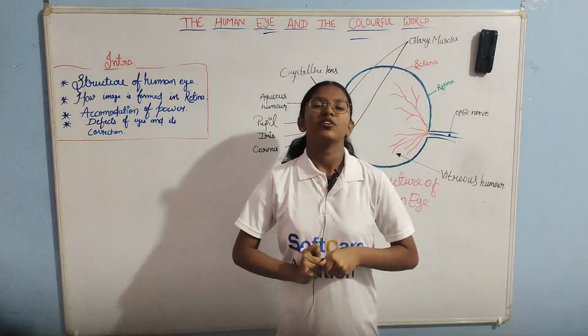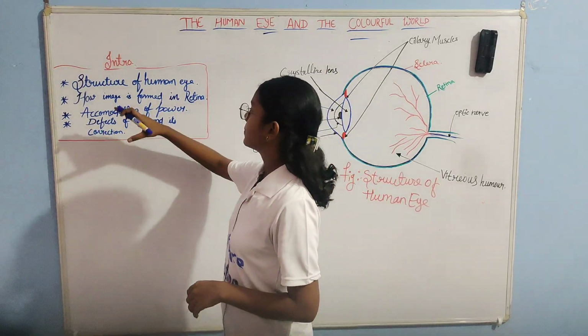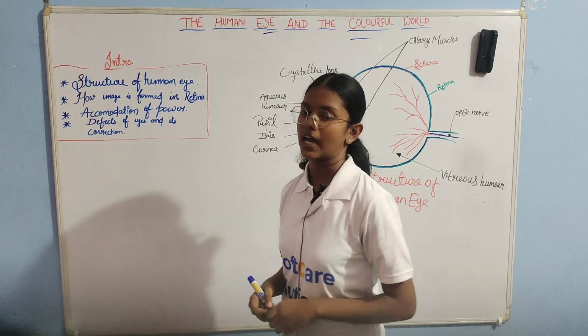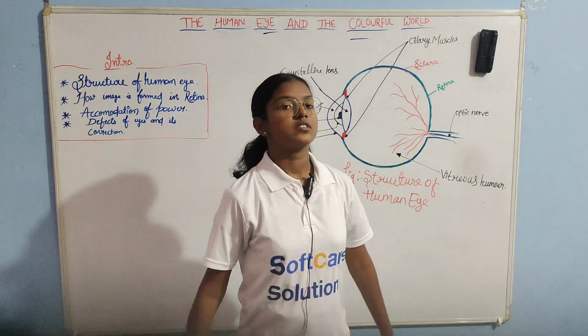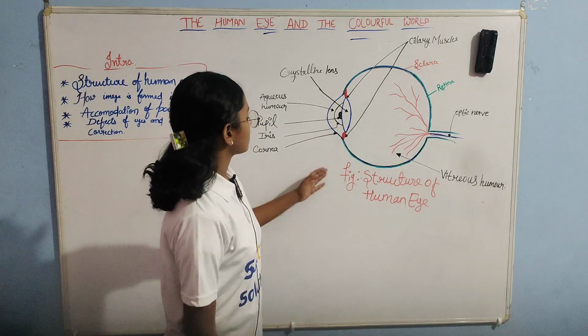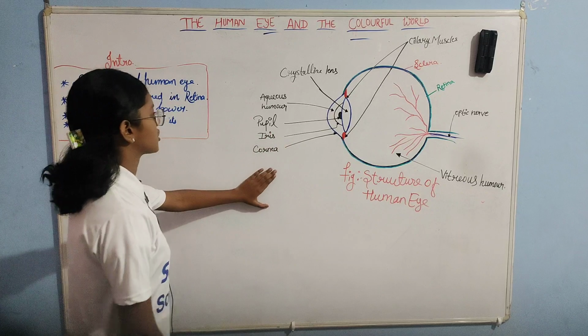Let me give you the introduction to what I am going to cover in the presentation. First I will give a presentation on the structure of the human eye. As the human eye is a very complex organ, its structure is also very complex. So let's start with the structure of the human eye.